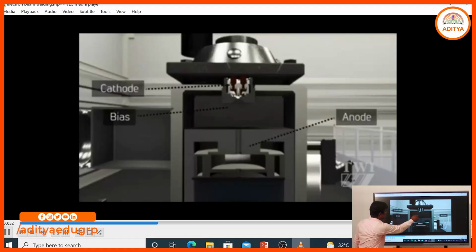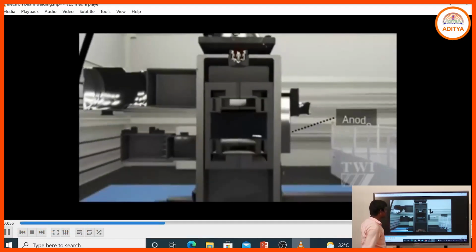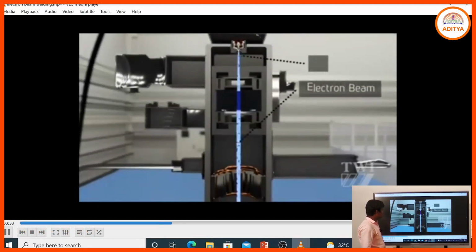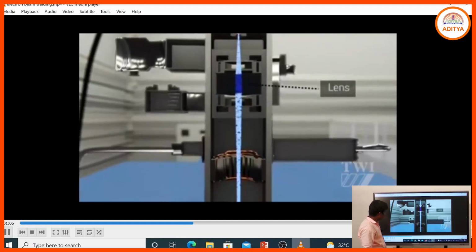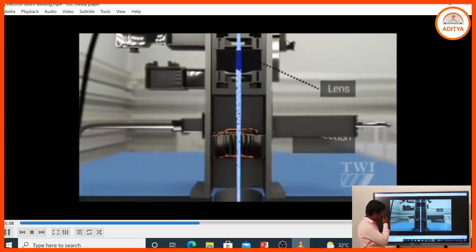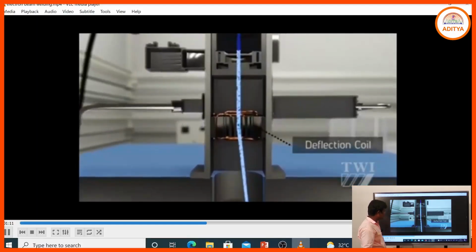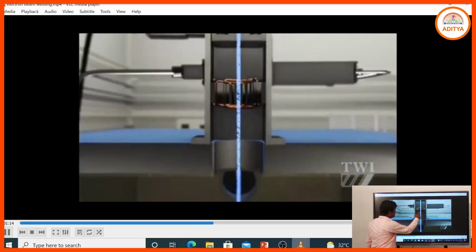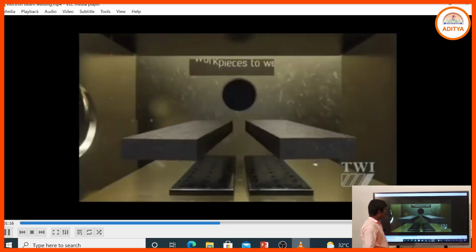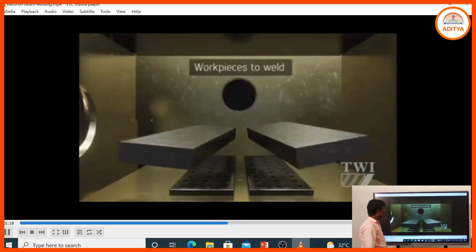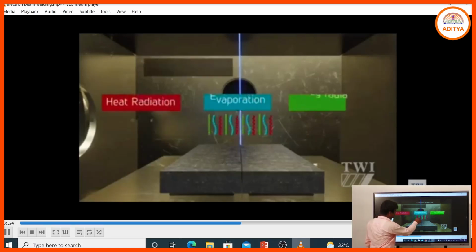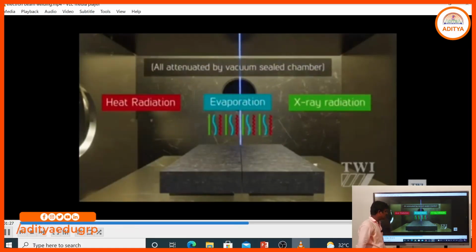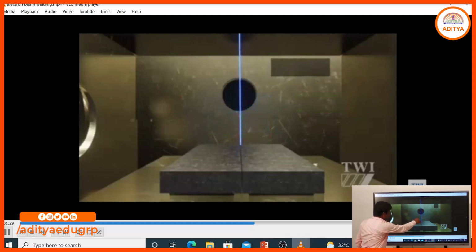That part is the cathode, that part is the bias, and that side shows the anode. That is the generated electron beam. That is the focusing lens, which helps to focus the electron beam onto the particular workpiece, and that is the deflection coil. Using the deflection coil, we deflect the electron beam as per our requirement, and the electron beam comes across the weld face, and that portion is melted, and the molten metal fills across the weld faces.